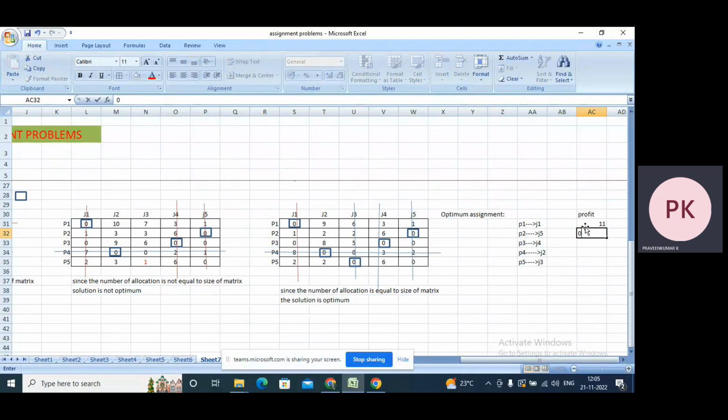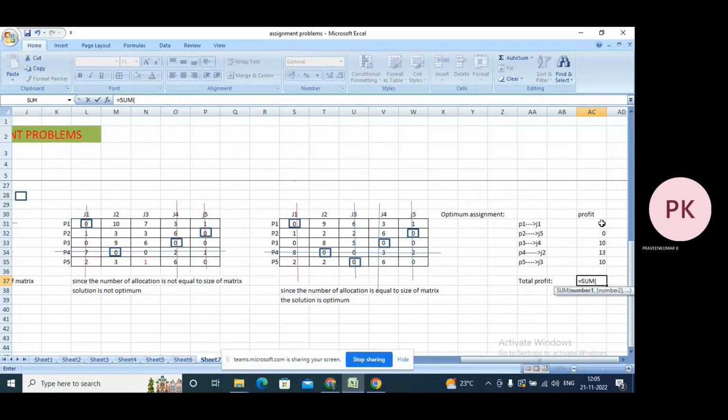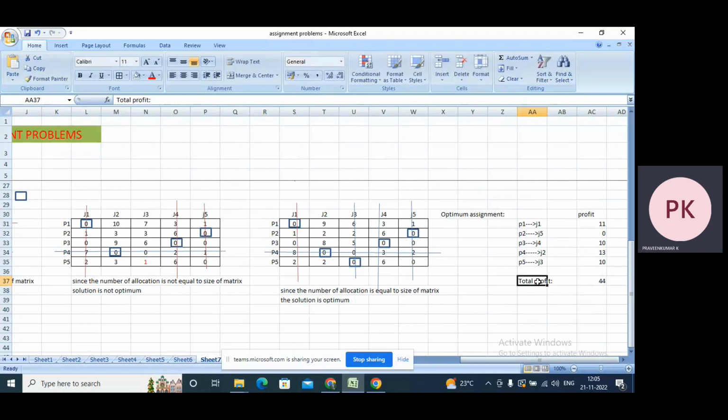P2 and J5 is 0 rupees. Then go to P3 J4, which is 10 rupees. Then go to P4 J2, which is 13 rupees. Then P5 and J3 is 10 rupees. Now the total profit. I'll add these elements. So we are getting a total profit of 44 rupees.